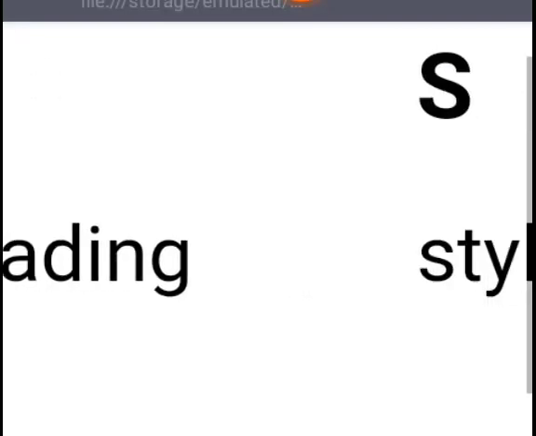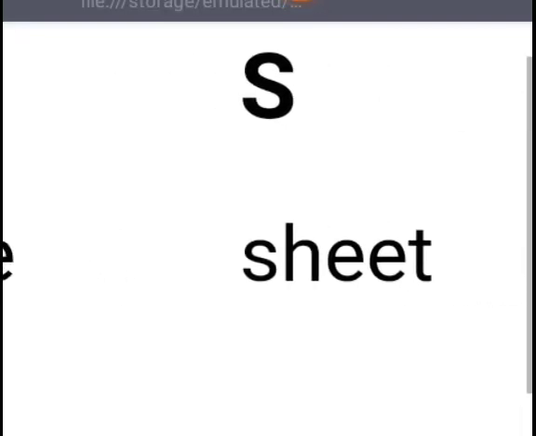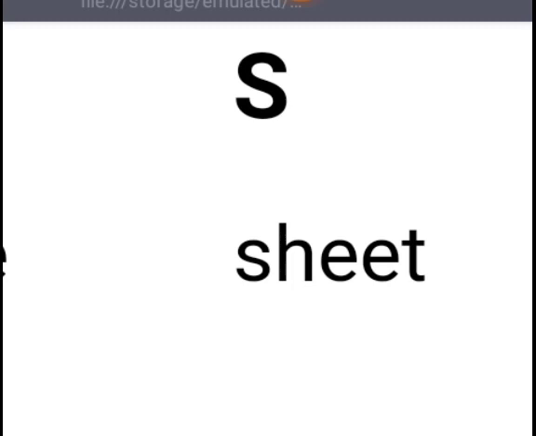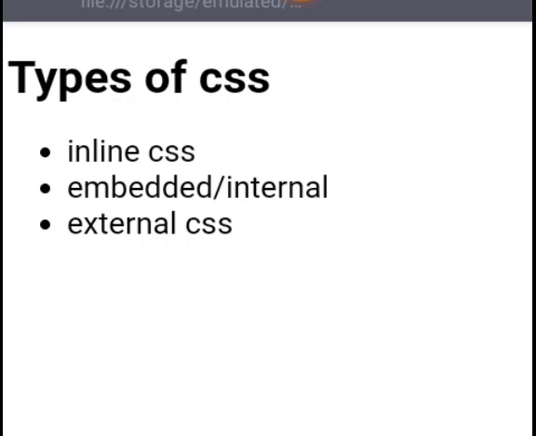CSS stands for Cascading Style Sheet. CSS defines how HTML elements are displayed. It controls the look and feel of web documents. Normally, there are three types of CSS: the inline CSS, the embedded or internal CSS, and the external CSS.